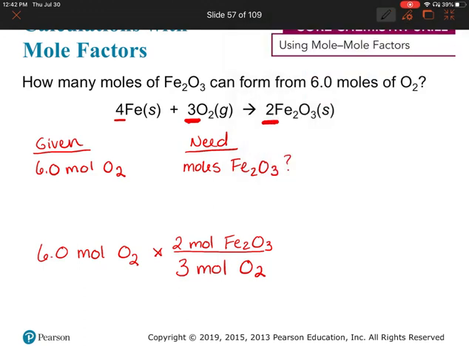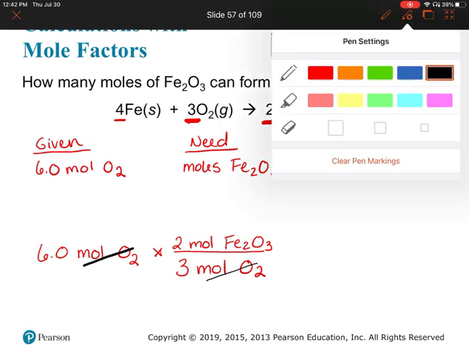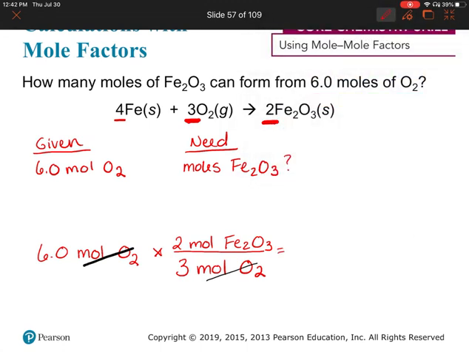All right, so we just set up our dimensional analysis, and moles of oxygen will cancel. Then we can simplify this and say, okay, we have 6 times 2 divided by 3. And our final unit is moles of iron 3 oxide. Okay, so 6 times 2 is 12, divided by 3 is 4.